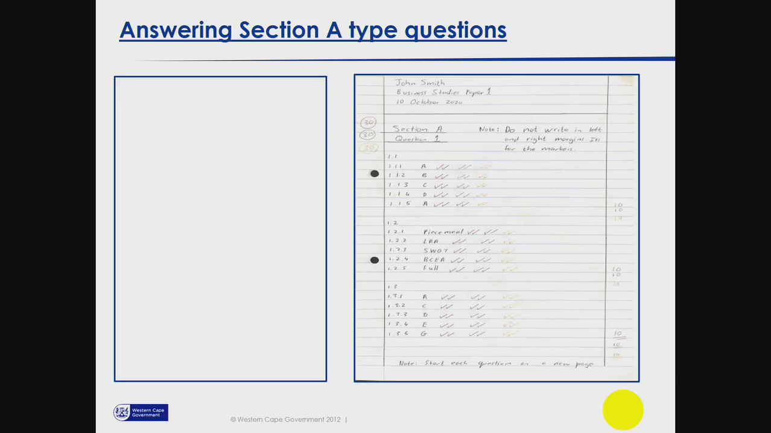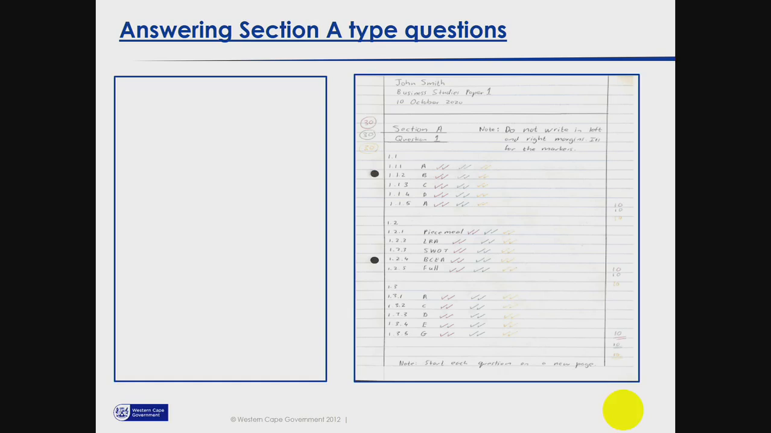Okay, grade 11s, we're now going to move on to section A type questions, and this is just quickly going to remind you what happens in section A and how you should be answering them and formatting your paper. So if you look at the screen, you'll see there is a question paper written by John Smith. That's a made-up name. And section A should all be on one paper.